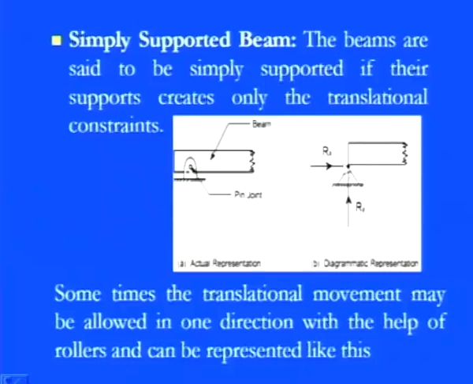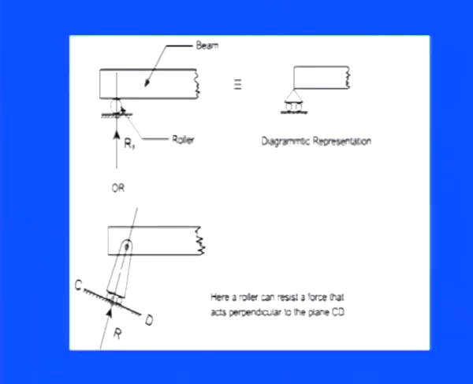and the horizontal direction as the Rx reaction. Sometimes translational movement may also be allowed in one direction with the help of rollers, as in the next figure, where we have the roller, and we can allow movement of this beam only in the x direction. So this is a roller. In that case only the vertical forces are acting, or the reactions act only in that direction.